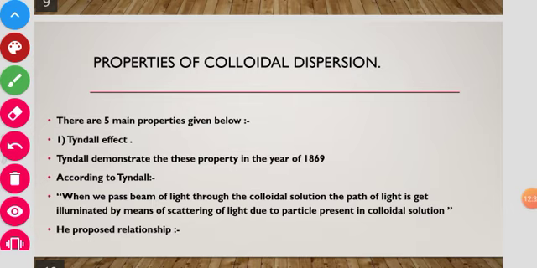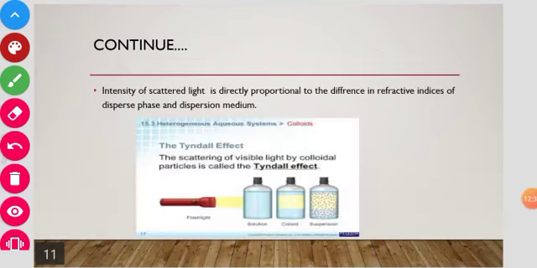On the basis of this, he proposed a relationship given below. The intensity of scattered light is directly proportional to the difference in refractive indices of the dispersed phase and the dispersion medium. So Tyndall says that the intensity of scattered light is directly proportional to the difference of refractive indices of the dispersed phase and dispersion medium.